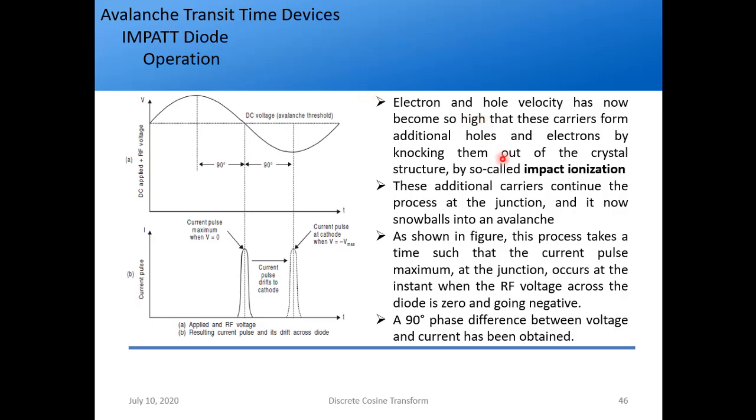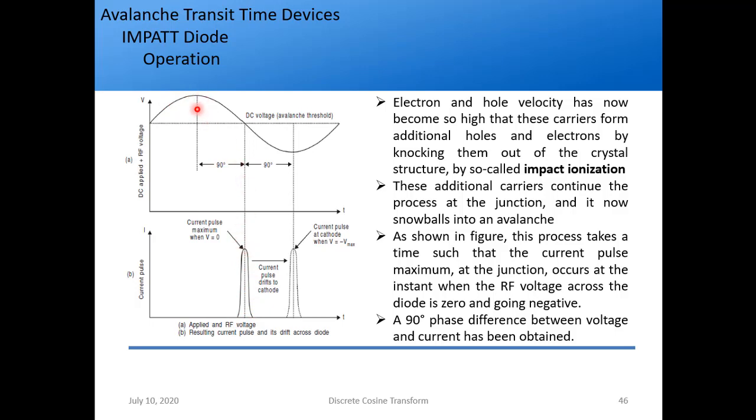These additional carriers which are generated keep the process continuing, so additional holes and electrons are continuously generated, and this is called the avalanche effect. If you see this figure, this process takes a time such that even if the voltage starts to increase here, the first current maximum is observed here. Between the voltage maximum and the current maximum, a 90-degree phase shift is achieved.